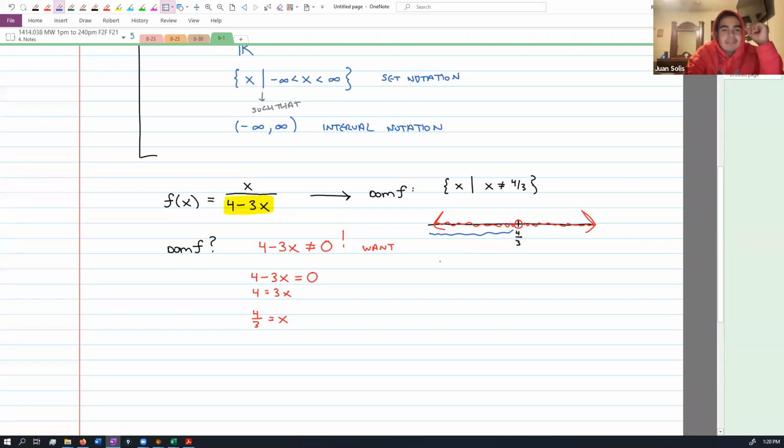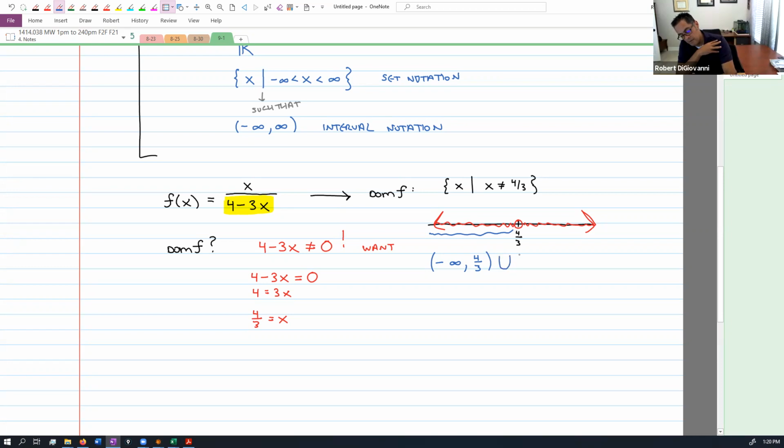You would do negative infinity, comma 4/3, with parentheses. On both of these? Yes. Okay, good. That takes care of the left side. How about the right side? You would do a U, then 4/3, and to infinity. Okay, good.